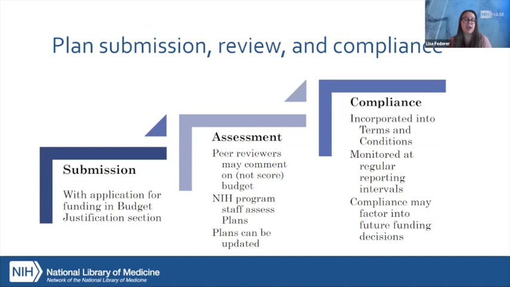So how this workflow goes: a plan is submitted with the application for funding, and a budget justification is included in that as well. Peer reviewers can comment on but not score the budget, but the plan itself will be assessed by NIH program staff. And they will work with the grantee to make sure that the plan is acceptable.